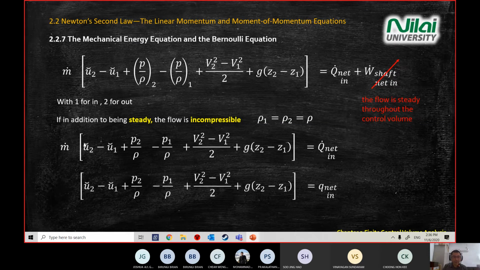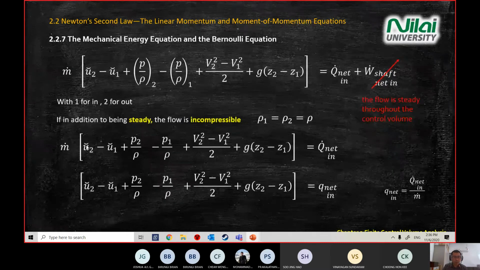The next line is when we want to calculate our parameters in the unit of mass. We divide the whole equation by m dot, including the heat transfer rate on the right hand side, and we get a small q net, meaning our heat transfer here, and all of these are in the unit of per unit mass.